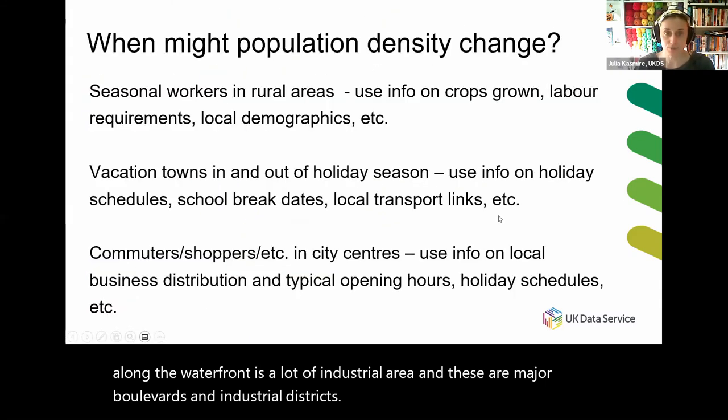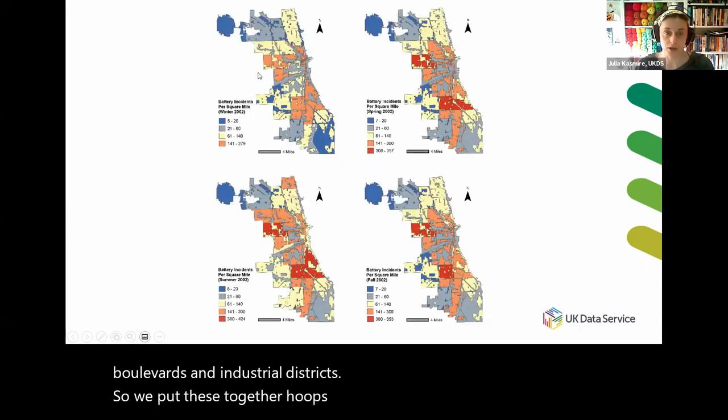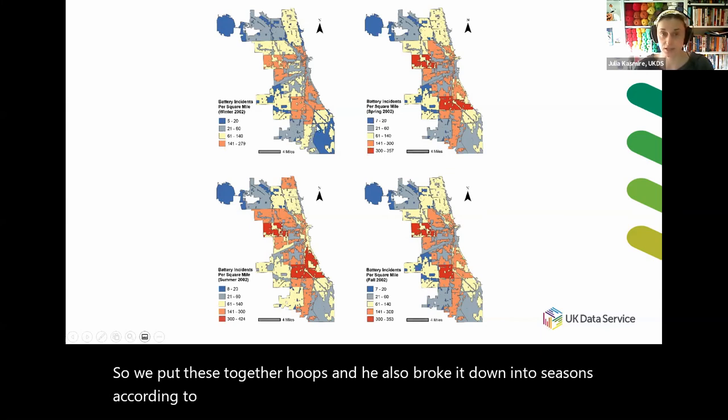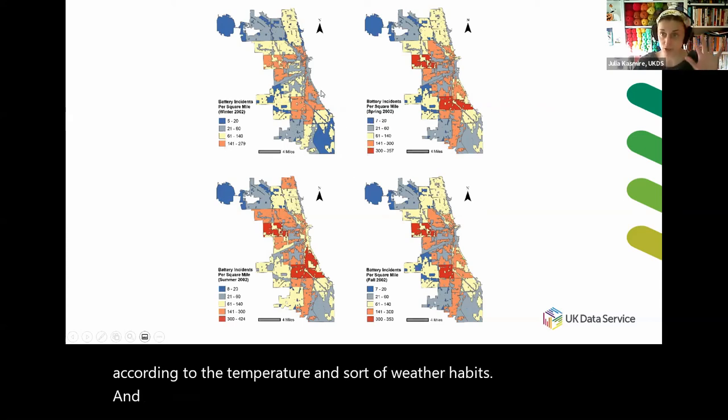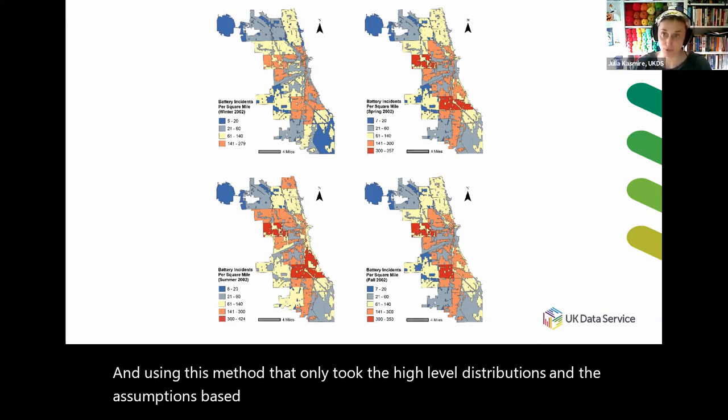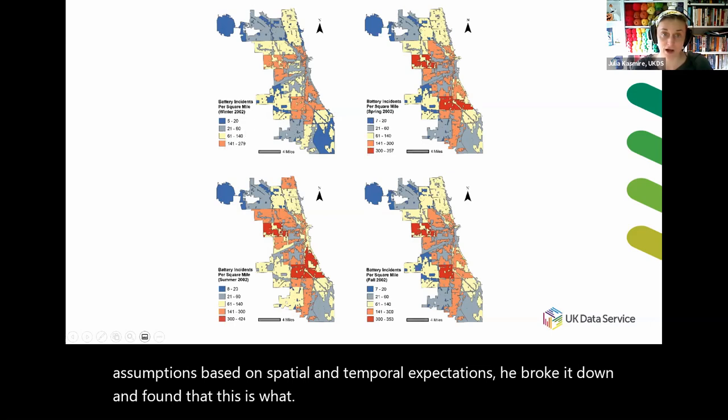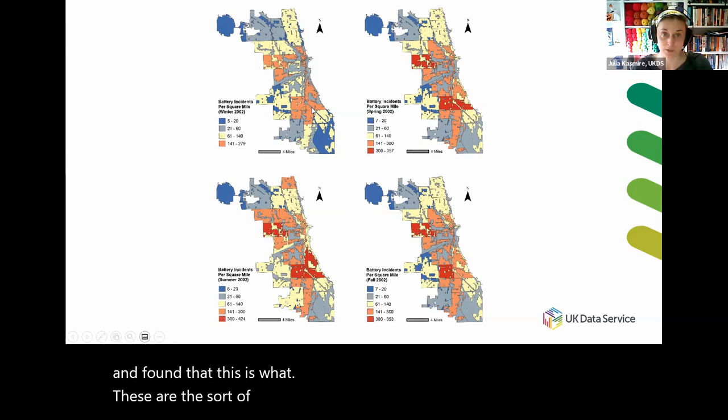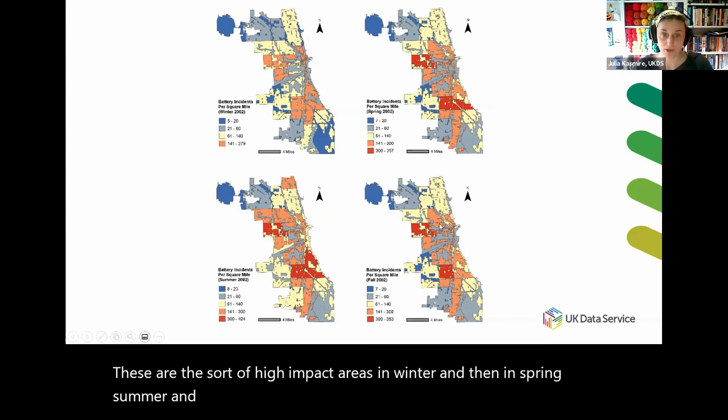So he put these together, and he also broke it down into seasons according to the temperature and weather habits. And using this method that only took the high level distributions and the assumptions based on spatial and temporal expectations, he broke it down and found that these are the high impact areas in winter, and then in spring, summer and autumn, they shift around a little bit. So there's interesting things here.